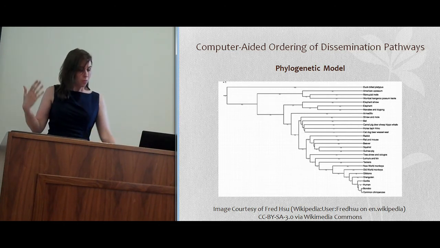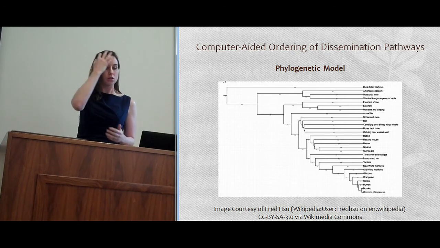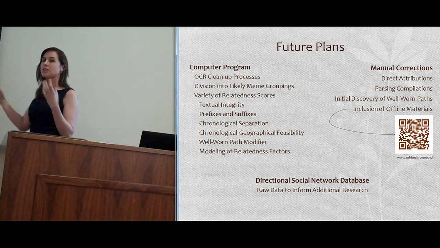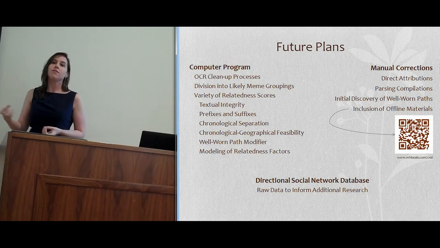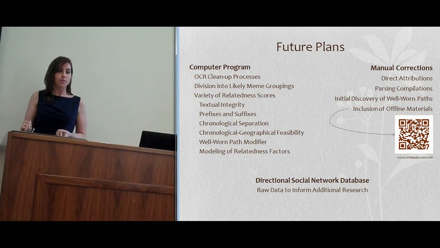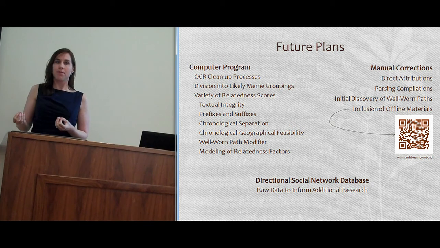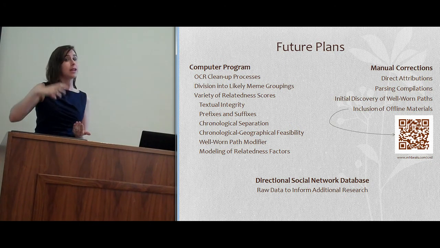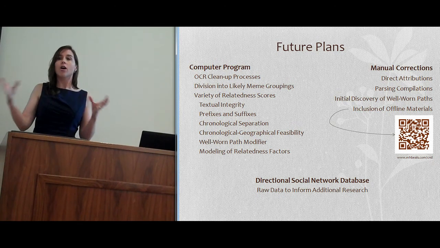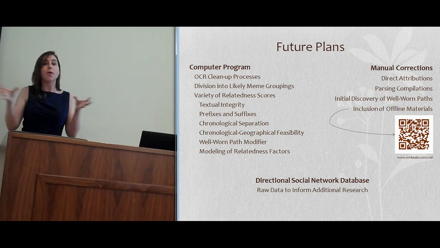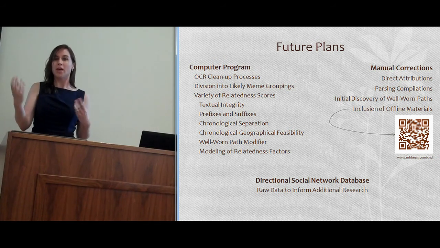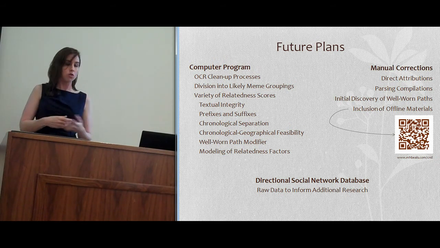And what you can do, generally speaking, is after you've cleaned up the OCR, after you've put them into meme groups, things that are similar, you can start giving them relatedness scores. How much of the text is the same? If text is added, how much is added? Is it added at the top or is it added at the bottom? How far apart are they chronologically? How far apart are they geographically? You can have a modifier for if you know that somebody had a subscription or if you knew somebody always copied from someone else.